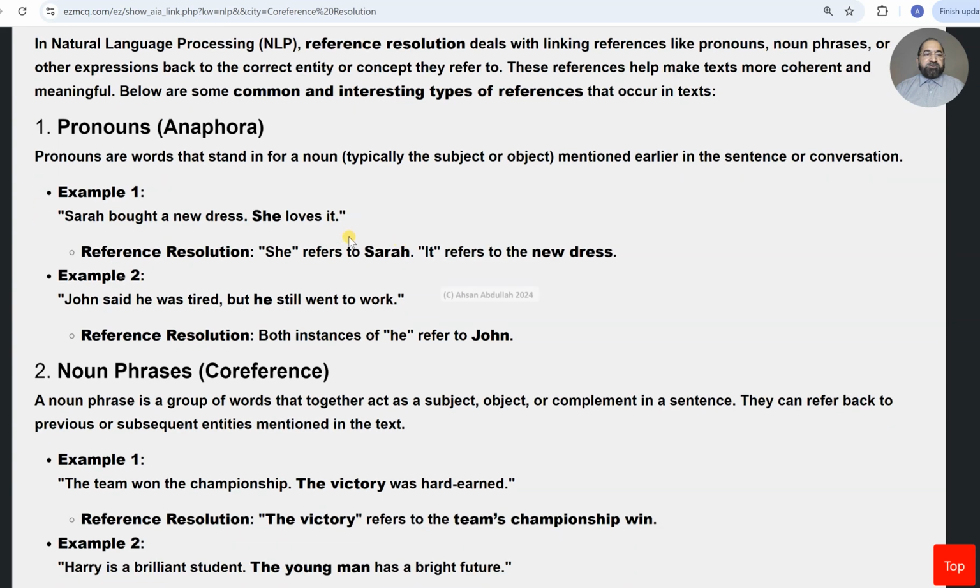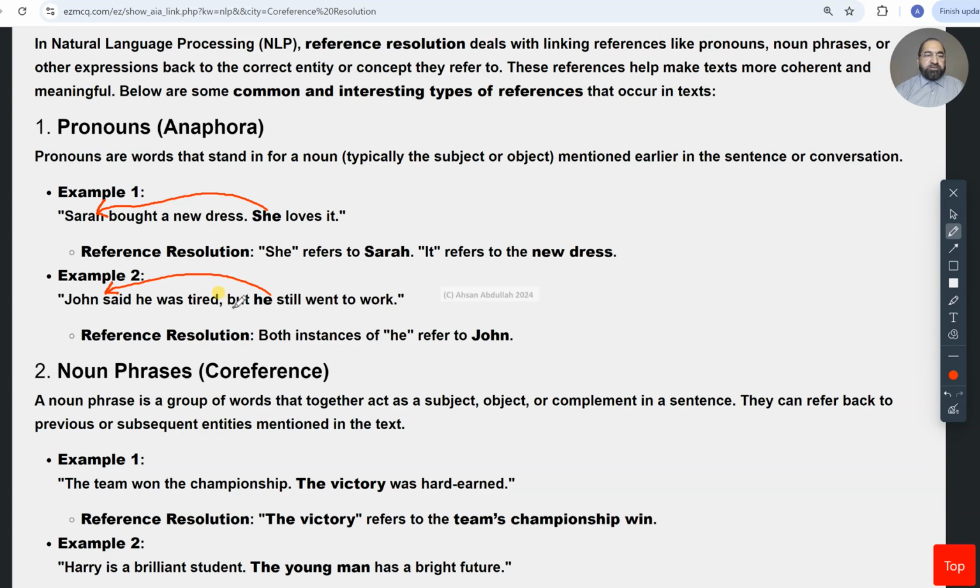All right. Sarah bought a new dress. She loves it. When we say anaphora resolution, it means that Sarah is she. She corresponds to Sarah. Let me also mark this for you. When we say Sarah bought a dress, she means Sarah. So this is how the resolution takes place. John said he was tired, but he still went to work. So John is a hardworking person, and he means John. So this is anaphora.